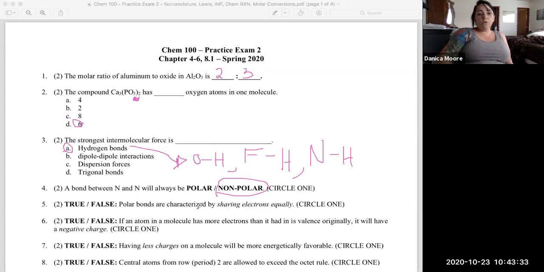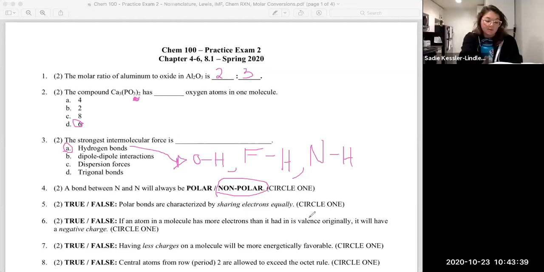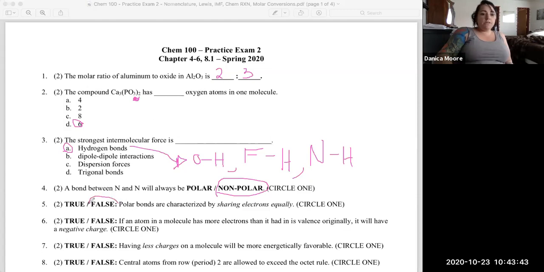How about this next one? Polar bonds are characterized by sharing electrons equally. False, right? Polar bonds are characterized by sharing electrons unequally, meaning that there are more electrons being hogged by one of the atoms in the bond than another. Everybody all right? Questions?